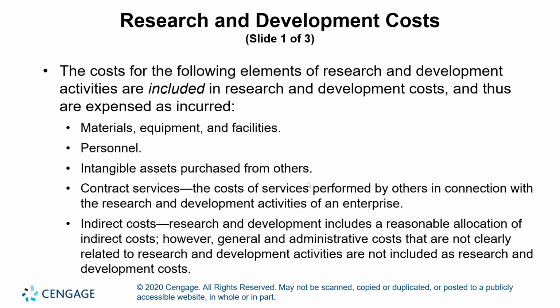The costs of the following elements of research and development are included in research and development and thus expensed when incurred: materials, equipment, facilities, personnel, intangible assets purchased from others, contractual services, and indirect costs. Research and development includes a reasonable allocation of indirect costs. However, general administrative costs that are not clearly related to research are not included.